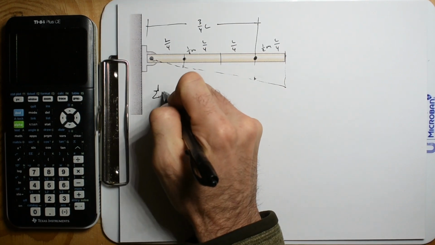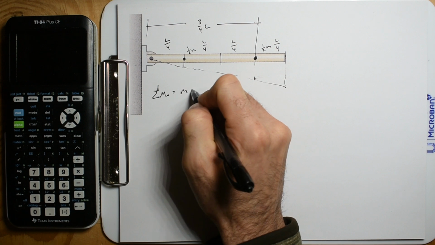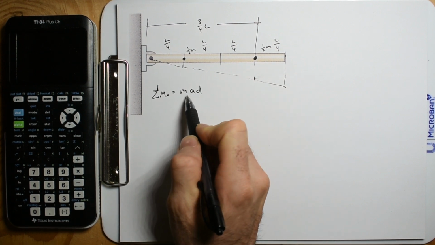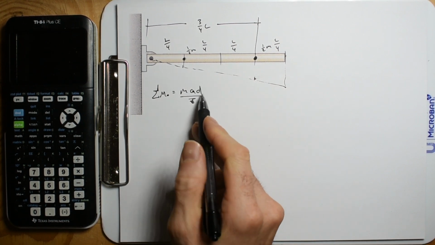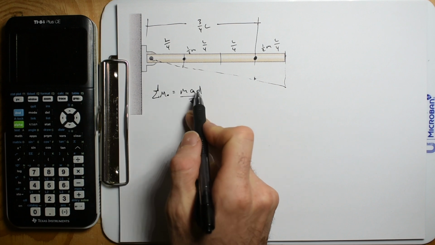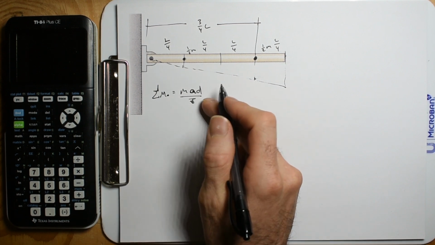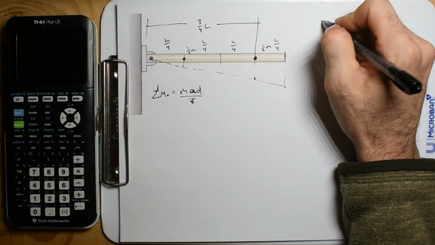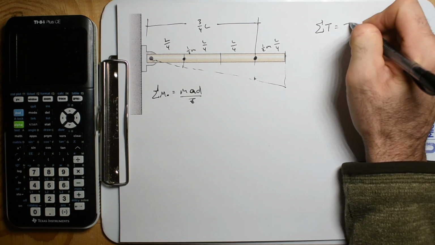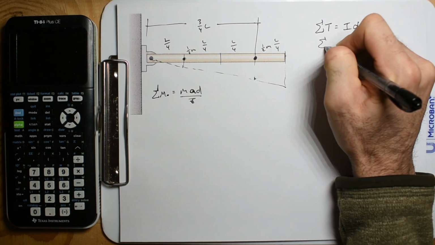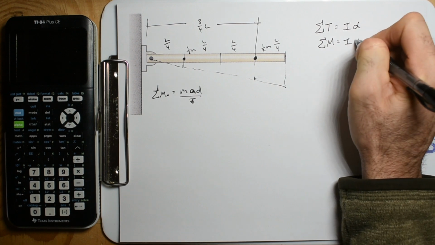To get up to speed, some of the moments about this are equal to MAD. And we're trying to do this. The whole idea of this video is to get torque related to linear acceleration, and then see how that applies, because we know that the sum of the torques is equal to I alpha. That's the same thing as the sum of the moments is equal to I alpha.